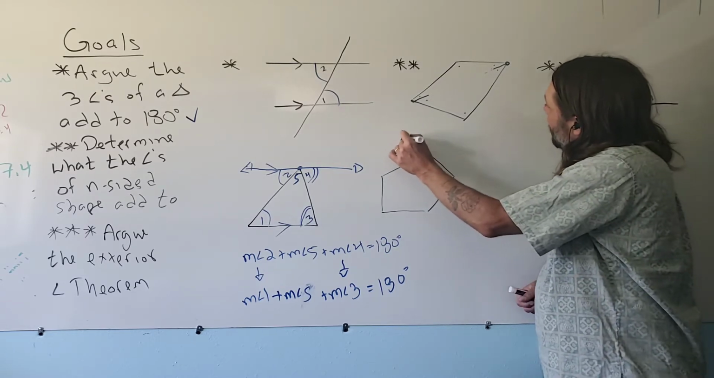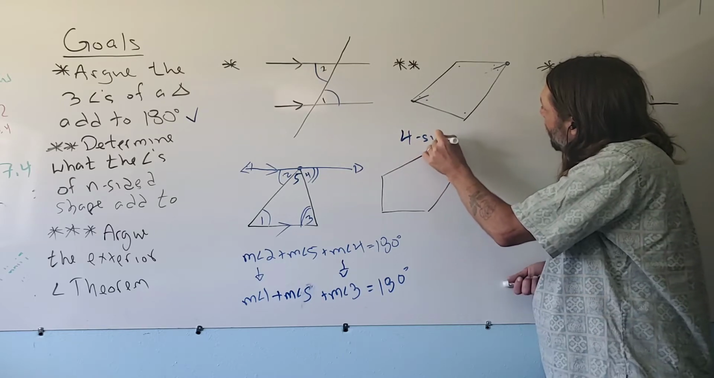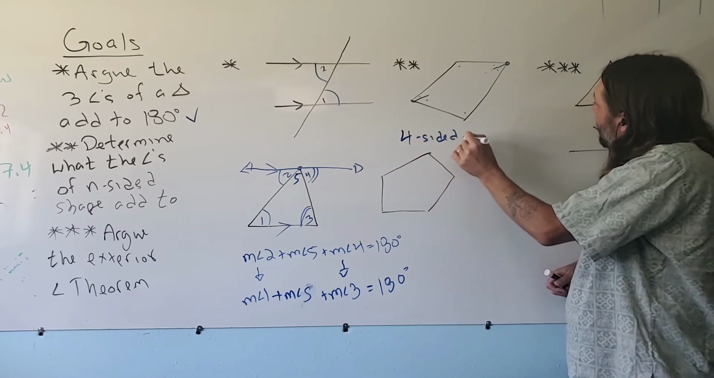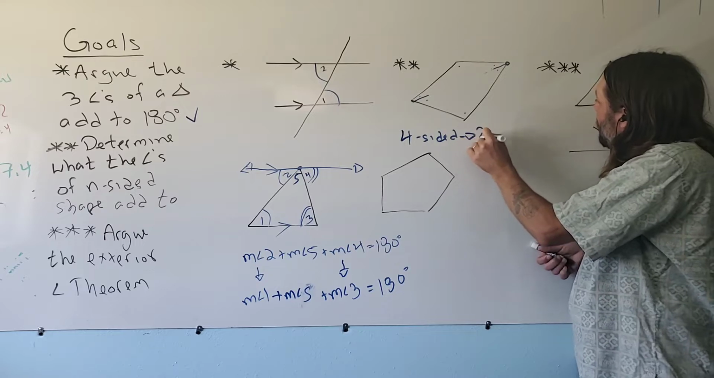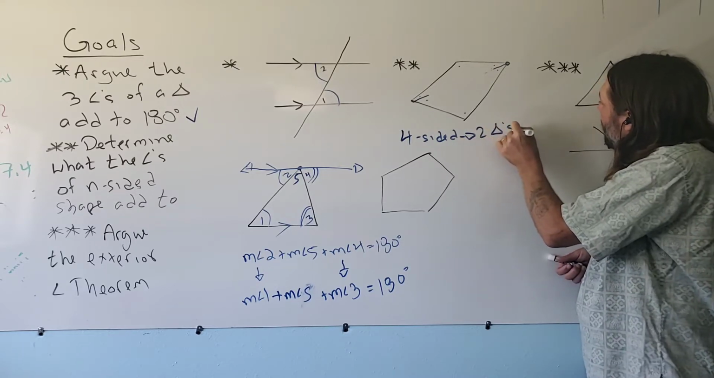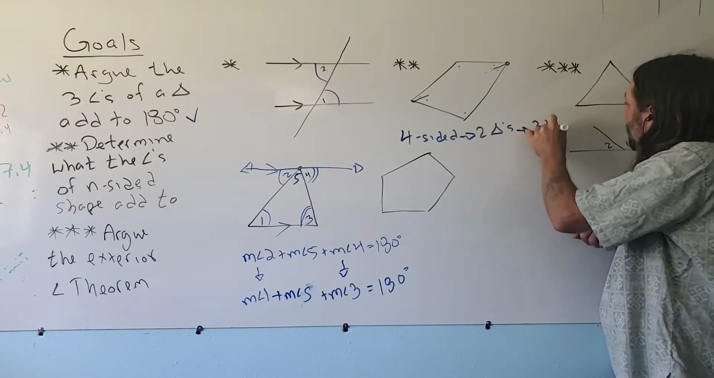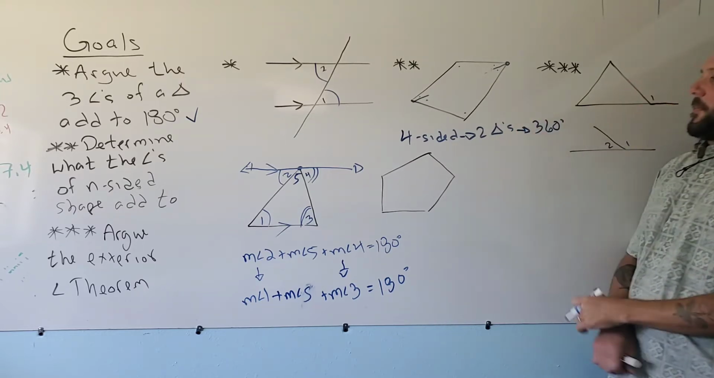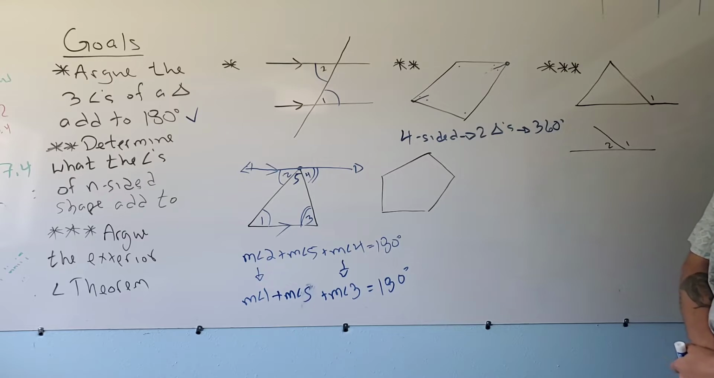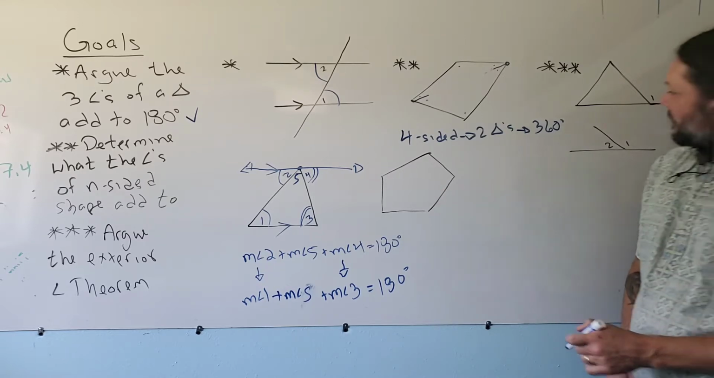So 4-sided gives us 2 triangles. And because we have 2 triangles, that means that they add up to 360 degrees. Okay, now let's look at this 5-sided shape.